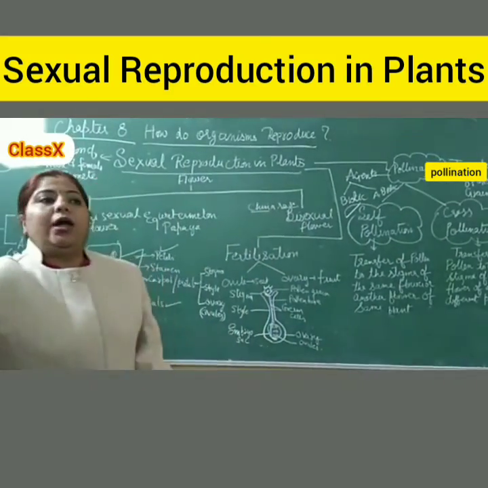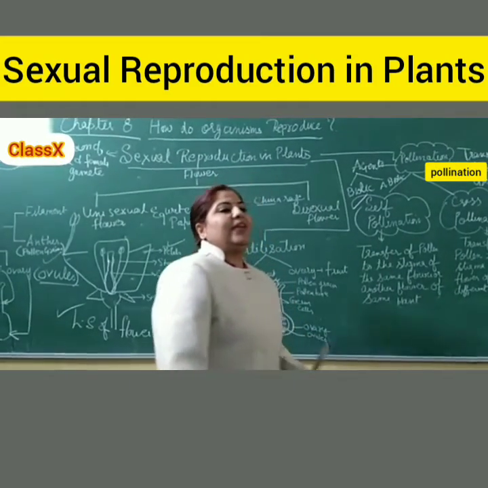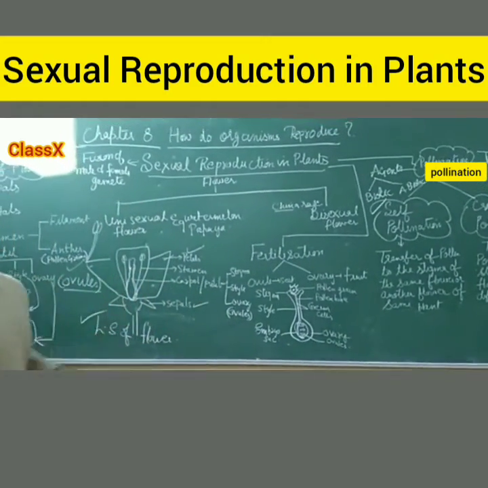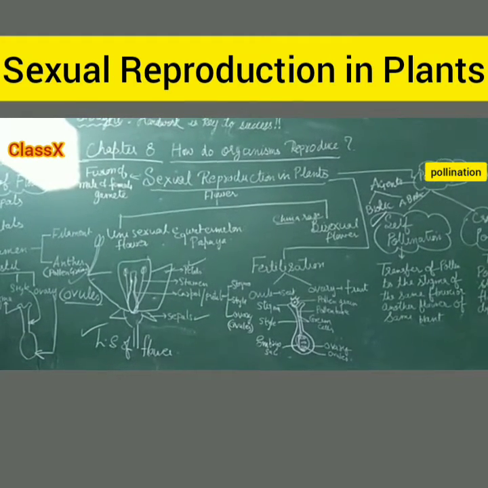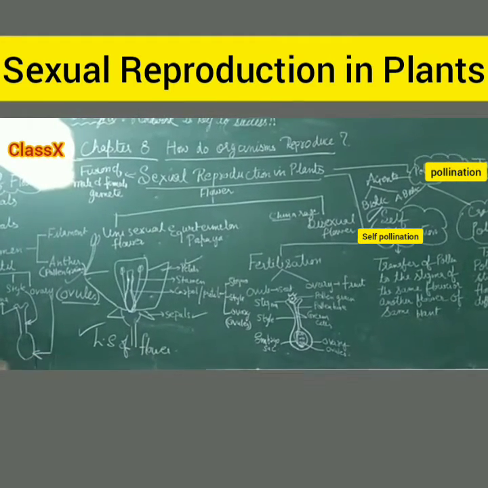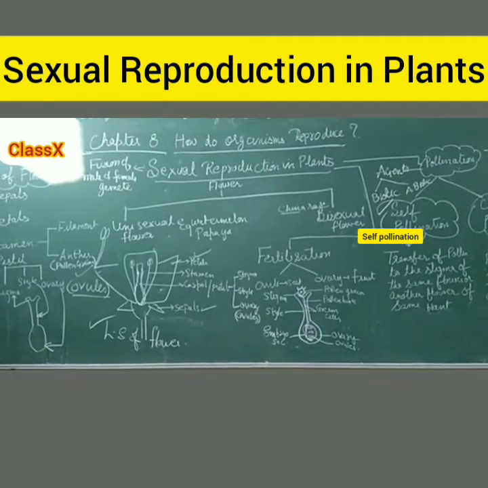Now what is the importance, the significance of this pollination? The significance of pollination is that it helps in the formation of seed and fruit. If pollination does not take place, then the formation of seed and fruit will not take place.